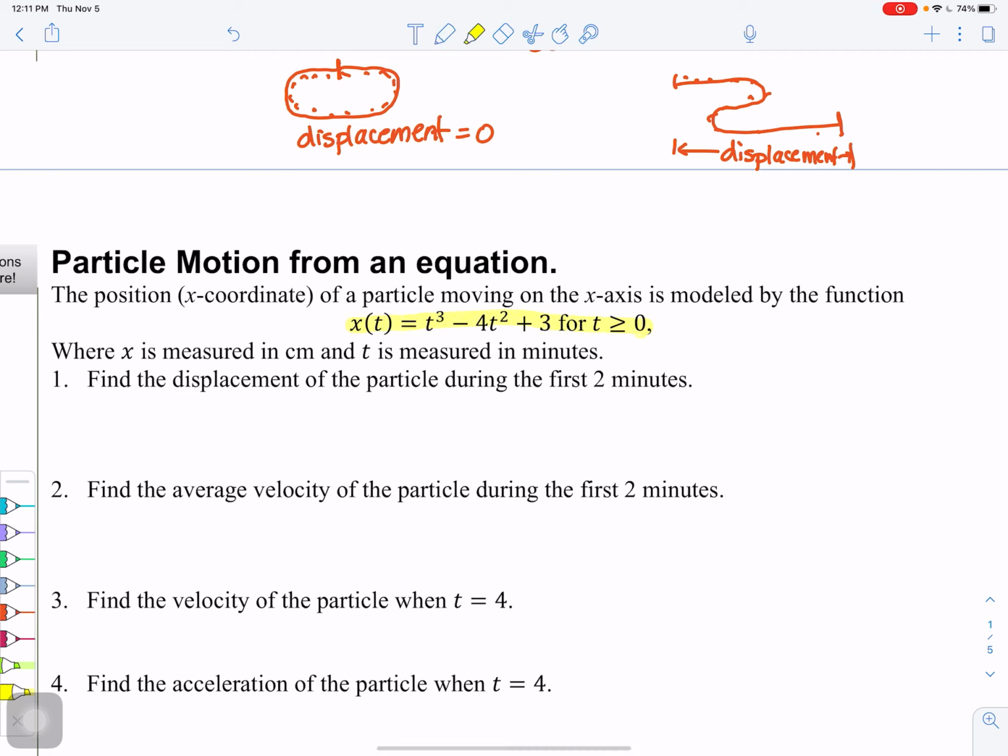So to find the displacement of a particle during the first 2 minutes, we want to find x of 2 minus x of 0 because we're going to be on the time interval 0 to 2. So x of 2 is 2 cubed minus 4 times 2 squared plus 3. And then we're going to subtract x of 0, which is 0 cubed minus 4 times 0 squared plus 3. And that's pretty simple. We will get a negative 5 minus a 3, and we get a negative 8 centimeters.